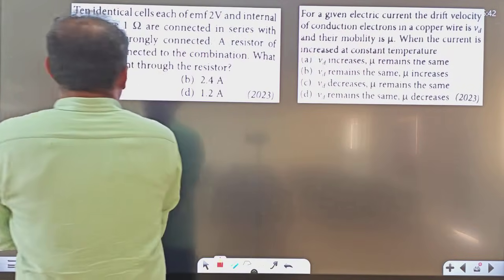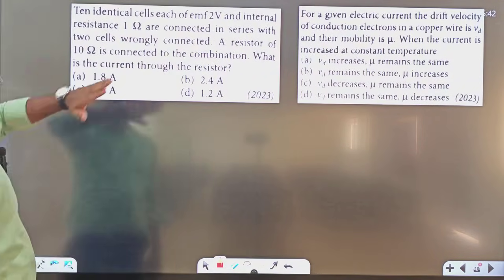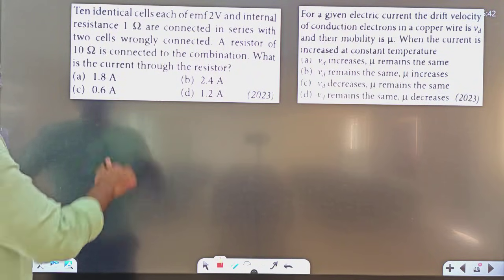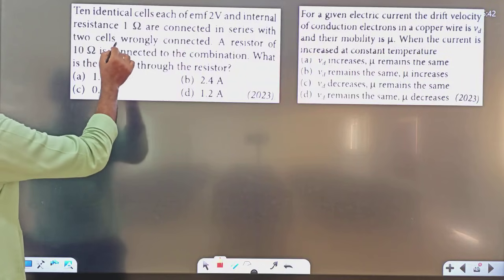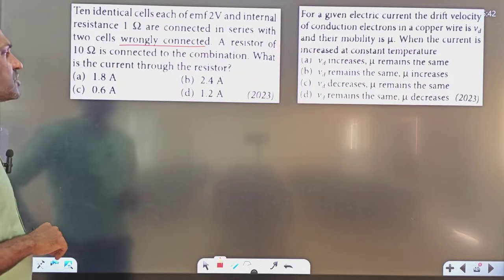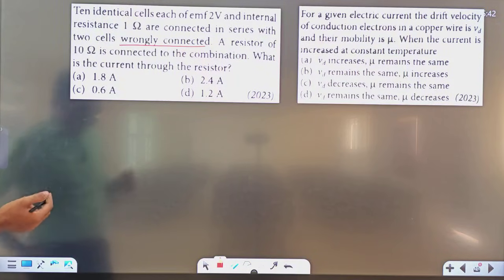These both are from 2023. Okay, 10 identical cells, each of EMF 2 volt and internal resistance 1 ohm, are connected in series with 2 cells wrongly connected. Okay, wrongly connected cells is the concept. A resistor of 10 ohm is connected to the combination. What is the current through the resistor?